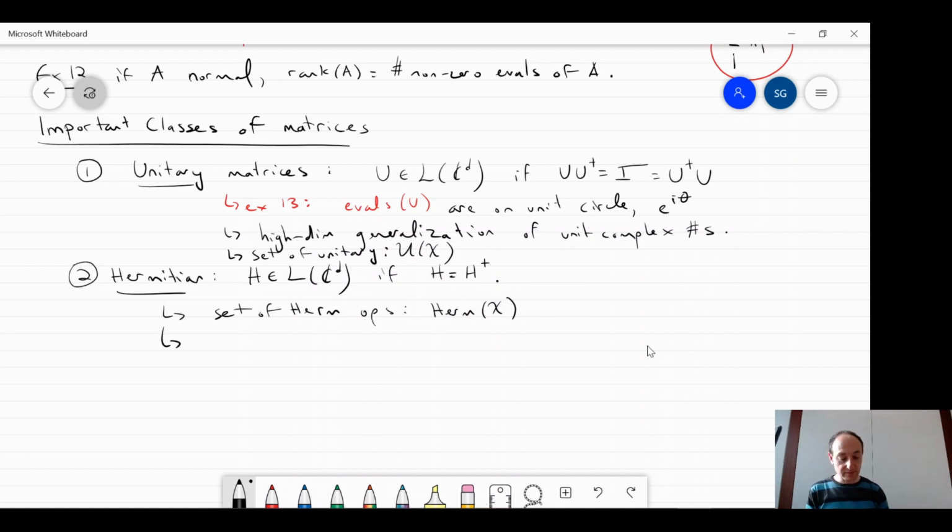Great. And Hermitian operators, what do they generalize? Well, their eigenvalues, you can show, are always real numbers. So in this sense, these are a high-dimensional generalization of the real numbers. So they generalize real numbers.